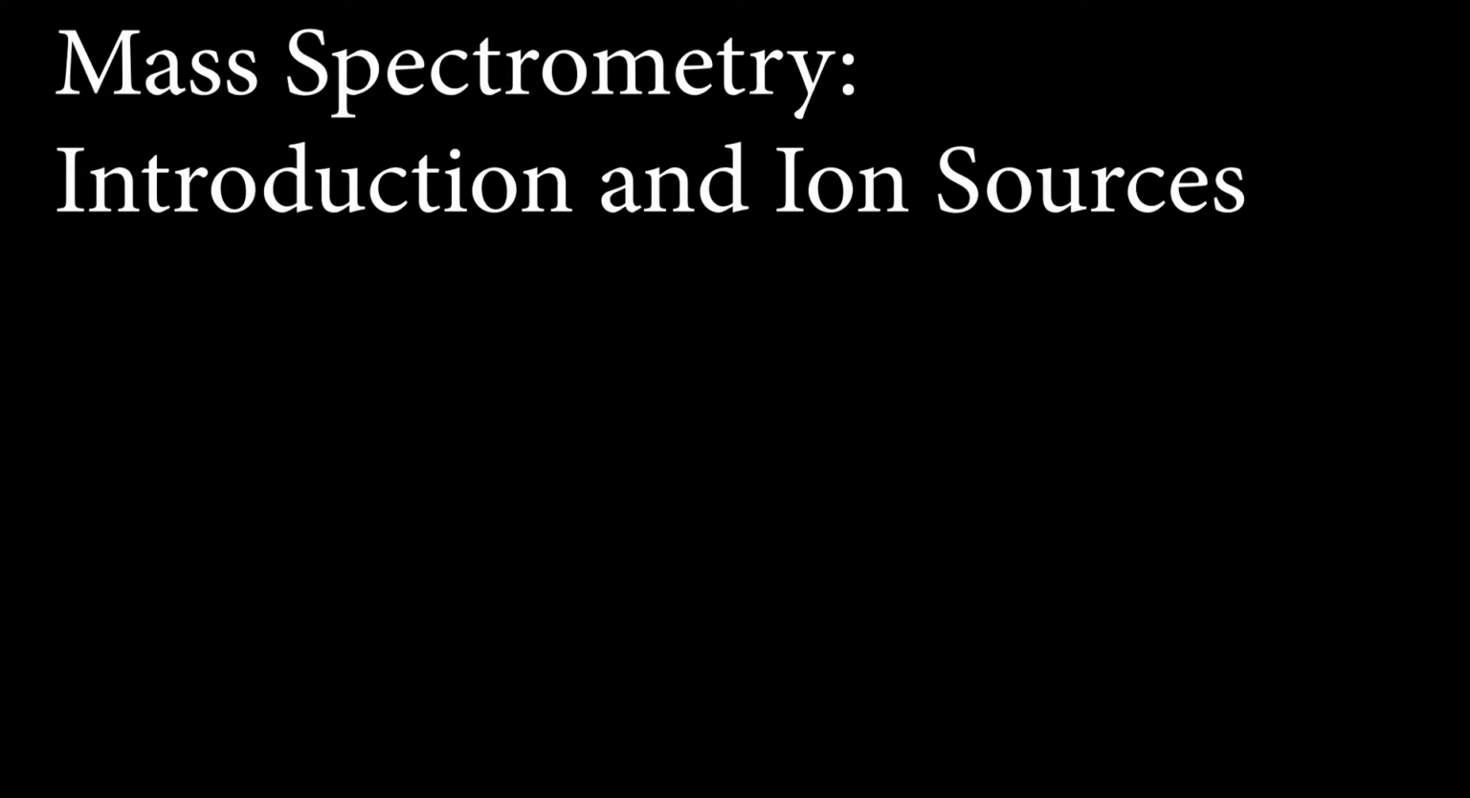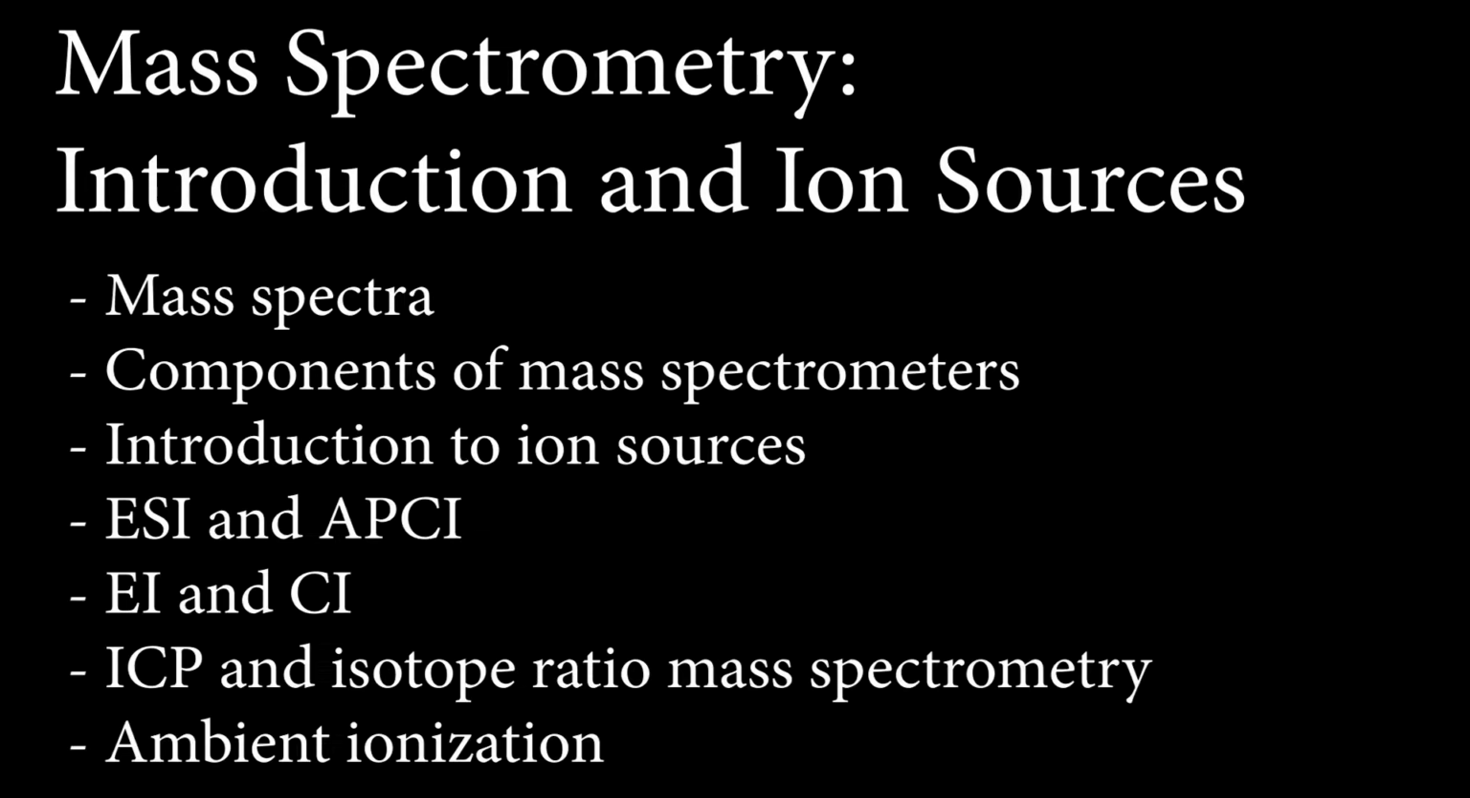Let's talk about mass spectrometry. We'll introduce mass spectrometry and go over some ion sources. We'll take a brief look at mass spectra, what they look like, the basic components of the mass spectrometer, and then what ion sources do. And then we'll look at some specific ion sources: ESI, APCI, EI, CI, ICP, and finally ambient ionization.